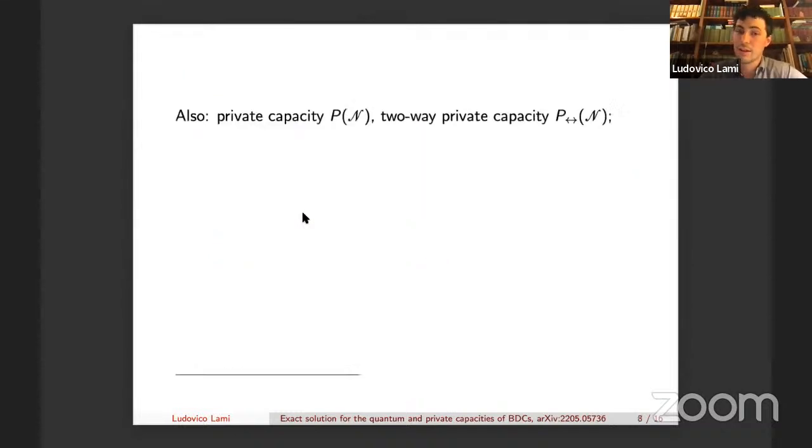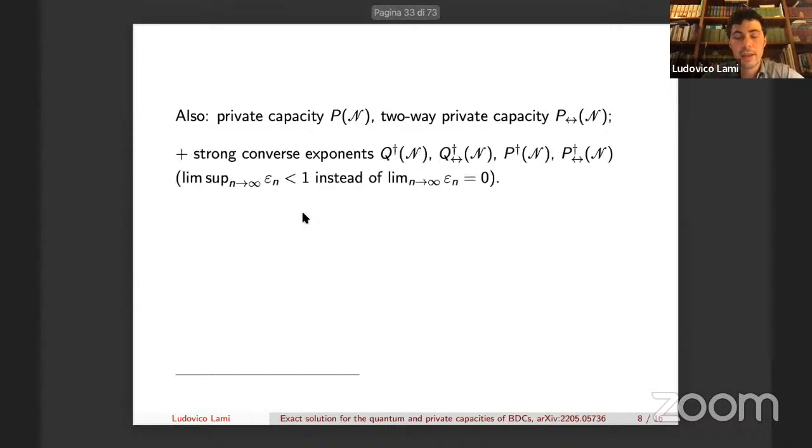There are also other figures of merit, for example, the private capacity or the two-way private capacity, which are related to how much secret key you can generate, and also the strong converse exponents. These are defined in just the same way, but you require the error in the transmission just to stay below 1 instead of going to 0. So it's a weaker requirement, and you get larger quantities in principle. So this Q dagger, for example, is the strong converse quantum capacity. In principle, it may be larger than the quantum capacity.